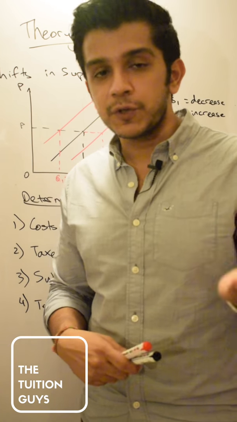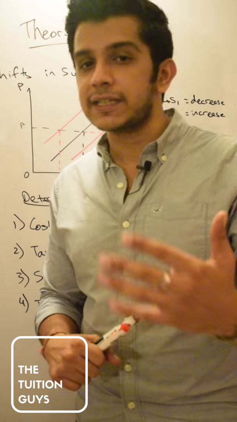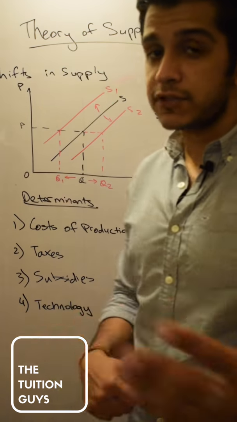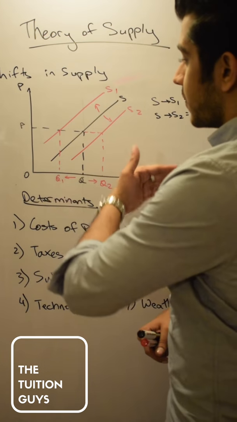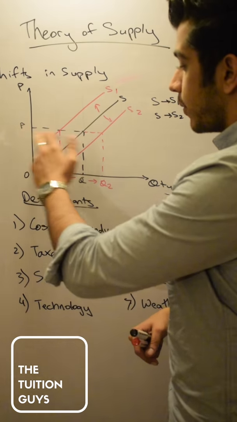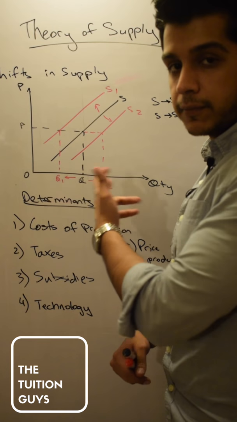I can actually produce more at a lower price because the government is also giving me some money. I don't have to charge people such a high price. So my supply is going to shift out. At each and every price, I can now make more, basically.